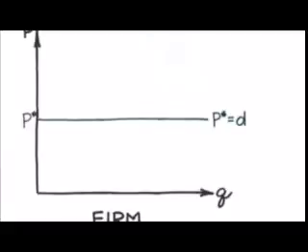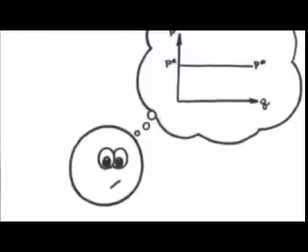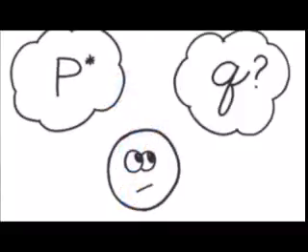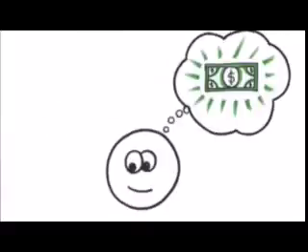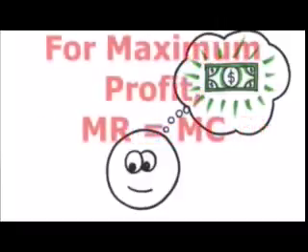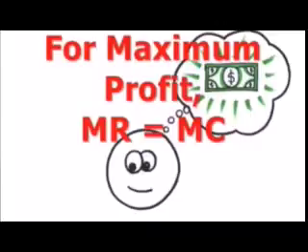Okay, so you're a producer in a perfectly competitive market, and you have no control over the price that you can charge. Is there anything you do have control over that you can make decisions about? A perfectly competitive firm may not be able to choose its price, but it can choose how much output to produce. The firm owner will choose the level of output that will maximize his or her profits. See episode 26b to see why. Marginal revenue equals marginal cost will always be the profit maximizing rule.